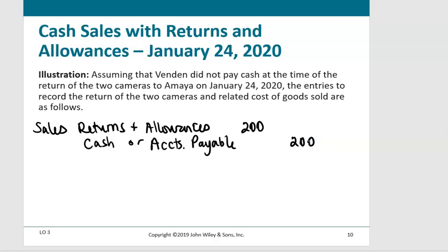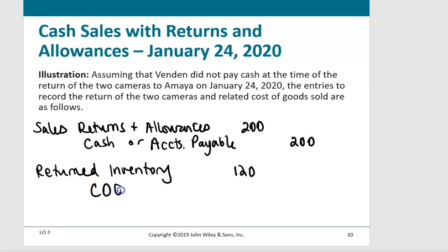We get the inventory, so just like last time, we're going to debit the specific inventory account called returned inventory at cost, the cost to the seller Vendon, 2 units times $60 per unit, and we're going to take away the cost of goods sold expense that was previously booked when we had the sale of the 100 units.